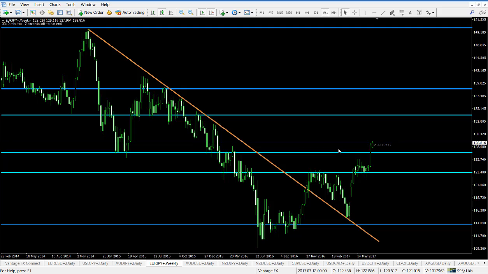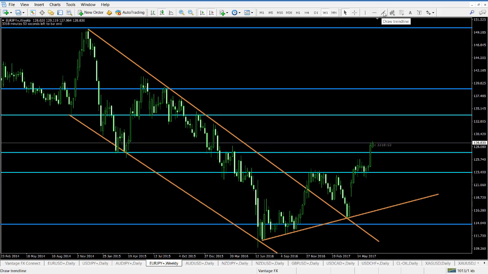Last week was a very strong week. So here is the break of this resistance line, and we start drawing some other trend lines, the new ones, because that one, as you can see, if I draw one more there, that's a very good channel. So that broke, so that channel doesn't exist anymore for us.